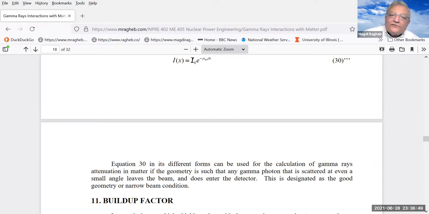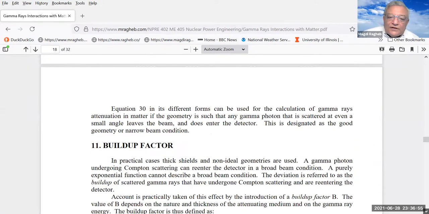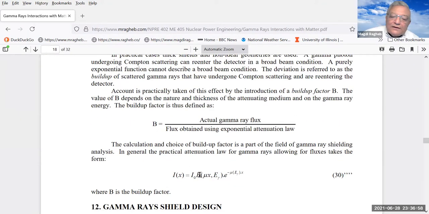So in that case, we have to account for that generation of extra photons by what we call the build-up factor. So the equation adds that B here, which depends on the energy of the photon and the thickness itself of the material multiplied into the attenuation coefficient. So B, the buildup factor, is the actual gamma ray flux divided by the flux obtained using the exponential attenuation law. So for gamma rays, the attenuation of a beam of intensity, number of photons crossing unit area per unit time, that's what we call the beam intensity, is the initial intensity multiplied by the attenuation coefficient.